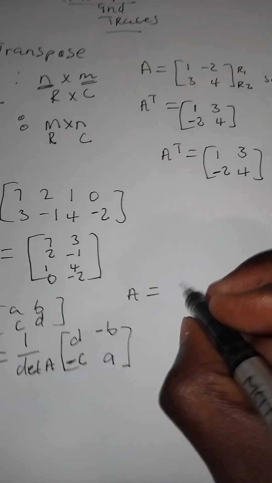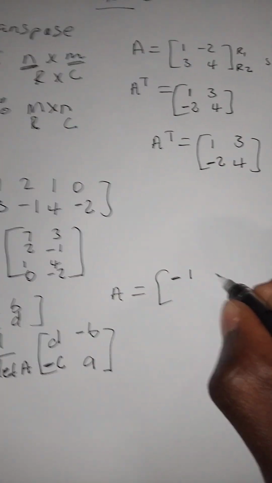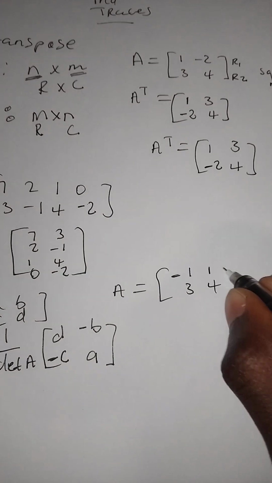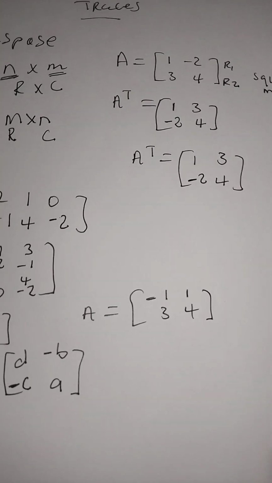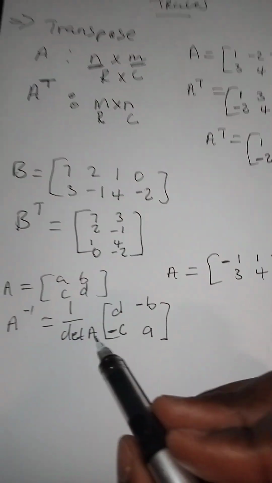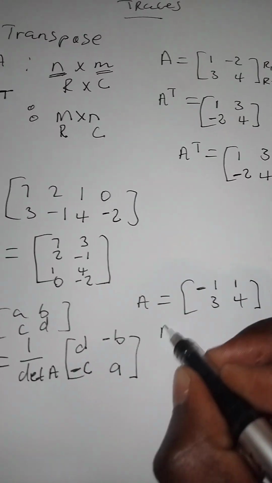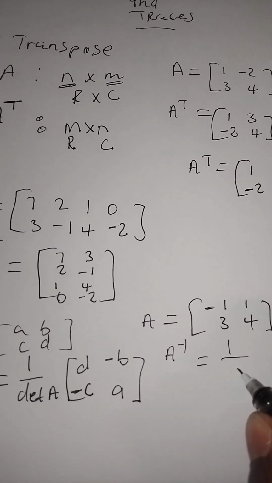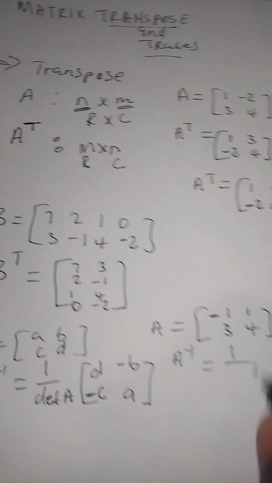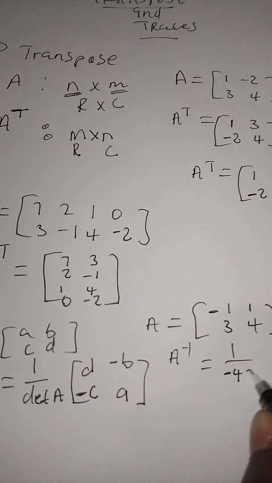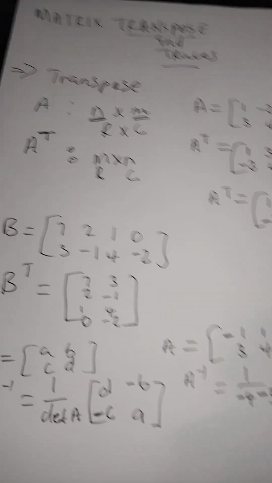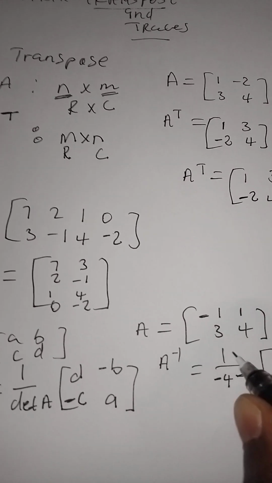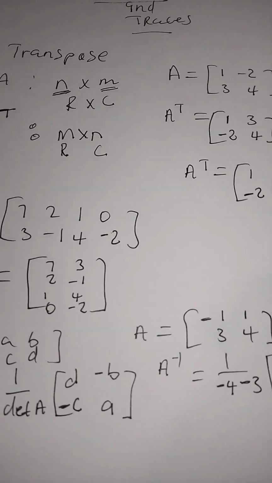If A, for example, was [-1, 4; 3, 1], the first thing we want to find is the determinant, in order to find the inverse. The inverse is going to be 1 all over the determinant. The determinant is basically negative 1 by 1, that is negative 1, minus 4 by 3, which is 12. So we see that the determinant is going to be minus 7.